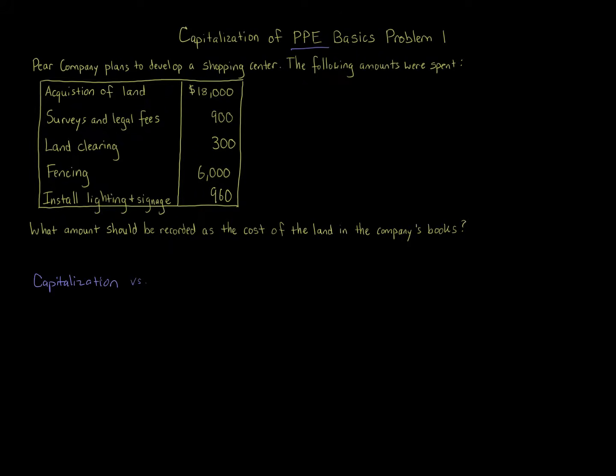Pear Company plans to develop a shopping center, and the following amounts were spent, and we're looking at the cost of land. So capitalization versus expensing. So some fixed assets, you have to spend costs, or Pear Company has to spend costs to keep the assets up in a certain condition.